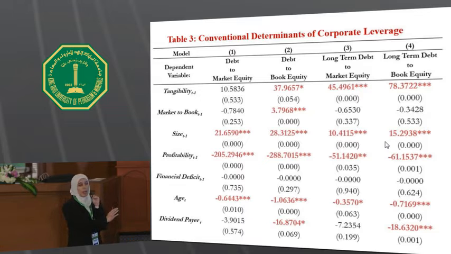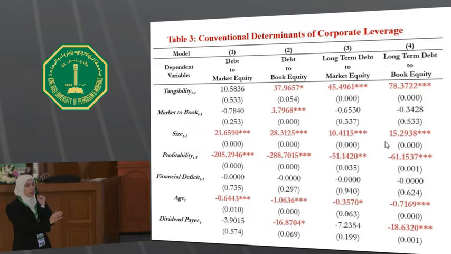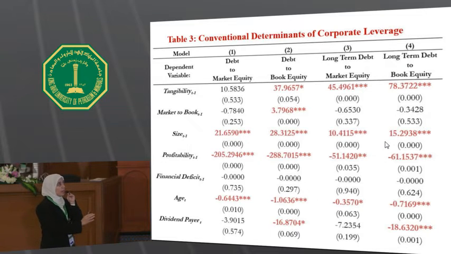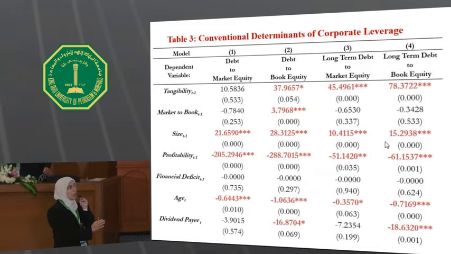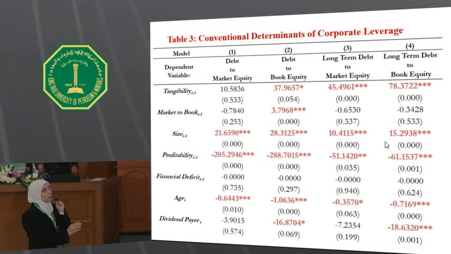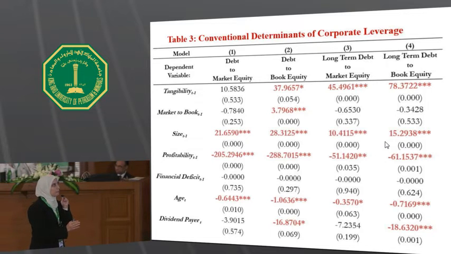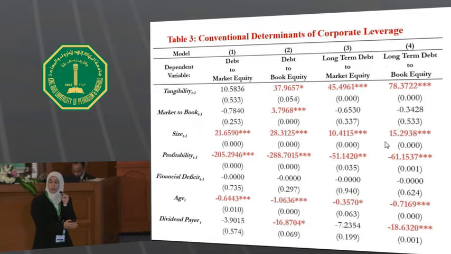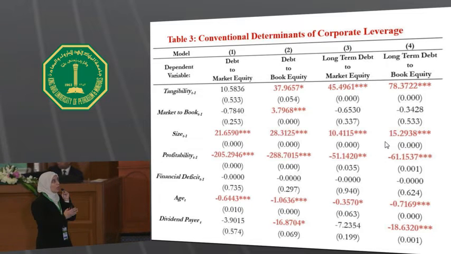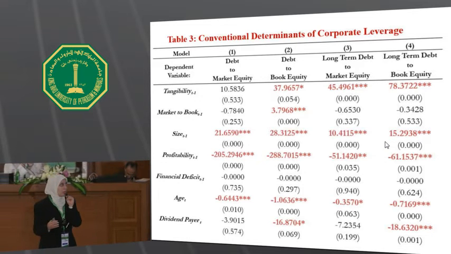In my first column here, I'm using the debt to market equity as the dependent variable. In the second column, it's the debt to book equity. In the third column, it's the long-term debt only to market equity. And in the fourth column, it's the long-term debt to book equity. I'm actually controlling for all the traditional variables that are used in the current literature. So I start off with tangibility, which is the ratio of fixed assets to total assets.